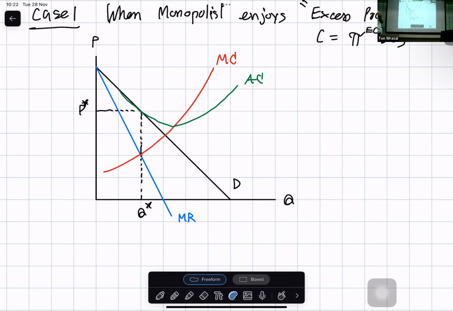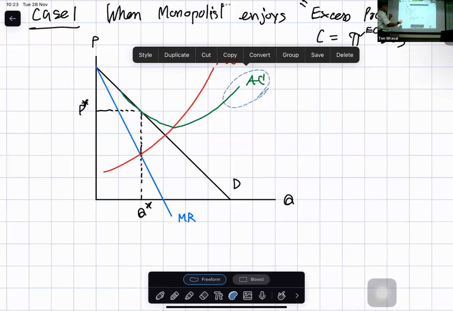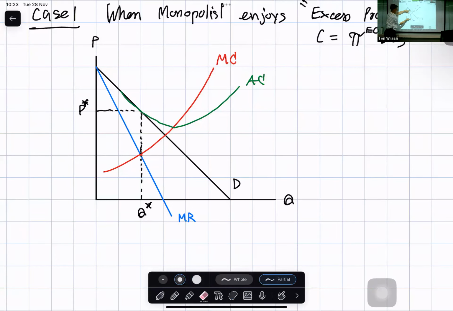I give you one more. If it's here, that means this will show normal profit. Why? Because at this Q star, price is, let's say, 10 baht. Cost per unit is also 10 baht. Touch here. This case would be the picture for the normal profit case. But we want to show positive profit. Make it a little bit lower.